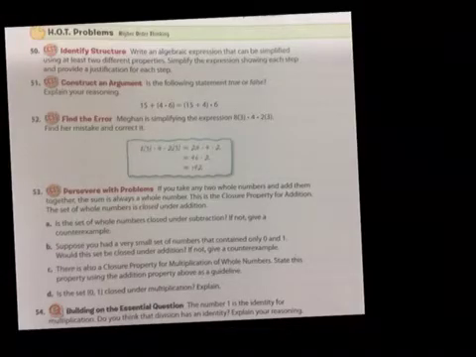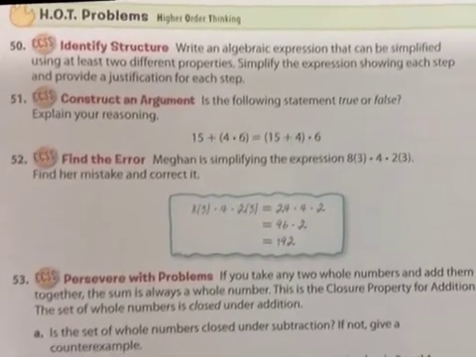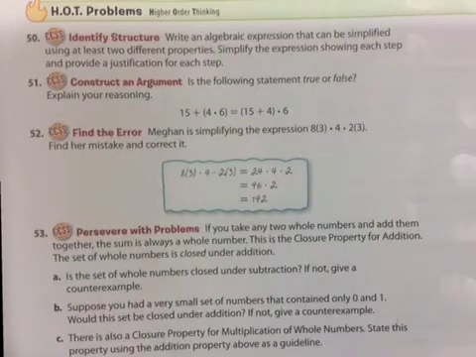Alright, now let's look at the hot questions from page 23. Hot questions. Write an algebraic expression that can be simplified using at least 2 different properties. So, commutative or associative properties. Simplify the expression showing each step and provide a justification for each step.